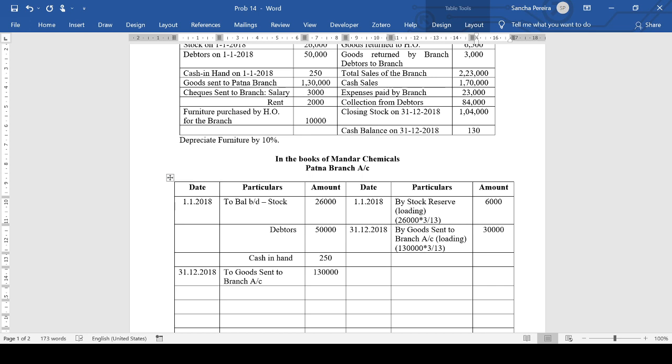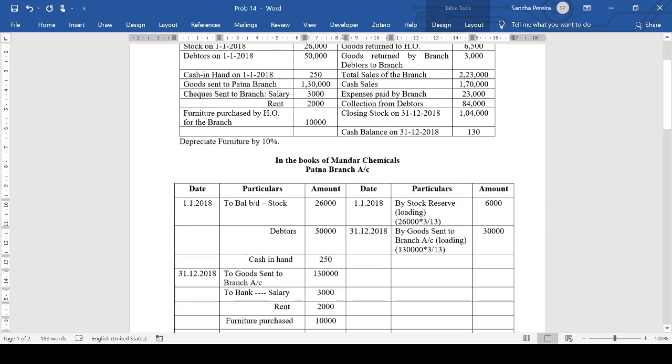Okay. Next, cheque sent to the branch for these expenses, and also we'll put purchase of furniture here. To bank, salary, which is 3,000, rent is 2,000, and furniture is 10,000. Furniture purchased, this is 10,000.